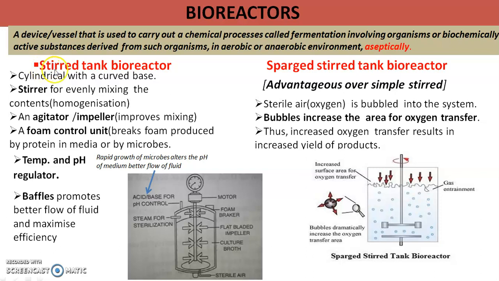Now, the two main types of bioreactors we will discuss here are the stirred tank bioreactor and the sparged stirred tank bioreactor. Sparged has a sparger, which is an additional feature, and that is better than the stirred tank, as we will discuss. So the features of a stirred tank are: it is generally cylindrical with a curved base. It has a stirrer so that the content can be evenly mixed. Homogenization means the whole nutrient should be evenly mixed in each and every part of the media, plus microbes should not be accumulated at one place. They should be in all the places uniformly so that they have enough nutrient for growth and space also.